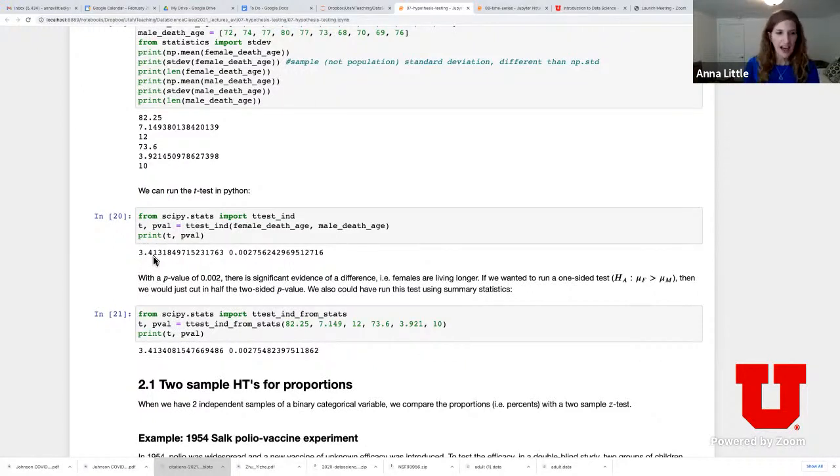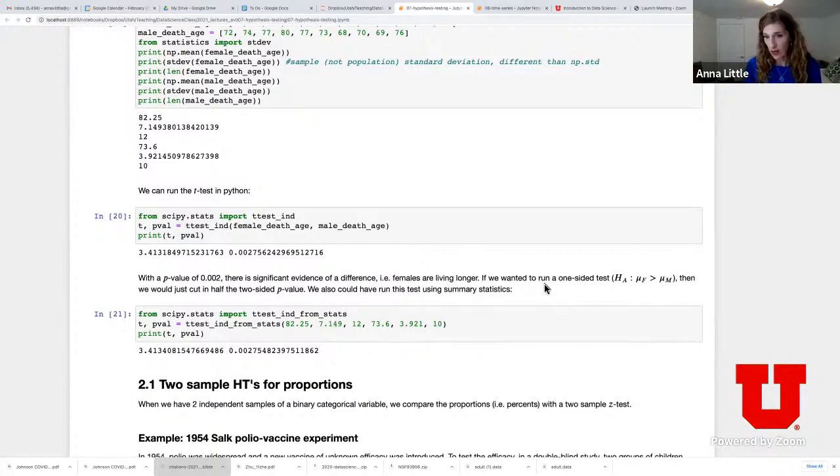You can interpret that as, okay, what we're observing is about 3.4 standard deviations above what we would expect if the null hypothesis were true. And then the p-value is 0.0027, which is very small. Okay, so with this small p-value, what do we conclude? There are two different ways to say the conclusion. You can say you reject the null hypothesis, or you can say there's evidence for the alternate hypothesis. So what do we say? There's strong evidence that there is a difference in the mean ages. And in this case, females are the ones who are living longer.